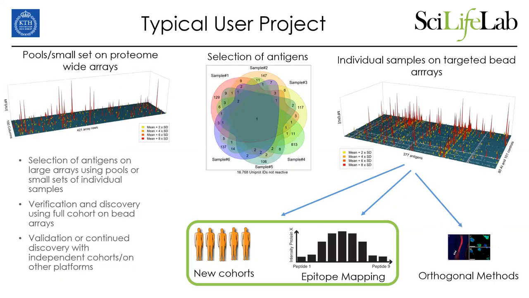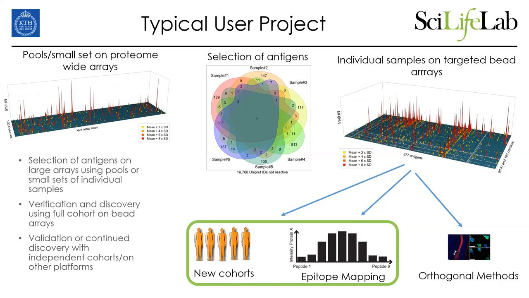A typical user project looks something like this. They come to us. They often don't know exactly what they're looking for, so they don't have a list of antigens they're interested in. So we suggest that they do pools of small set of proteins on these larger arrays. We do the lab work and we scan the arrays, do the image analysis, and take out the data and do QC. And then we generate a report for the users.